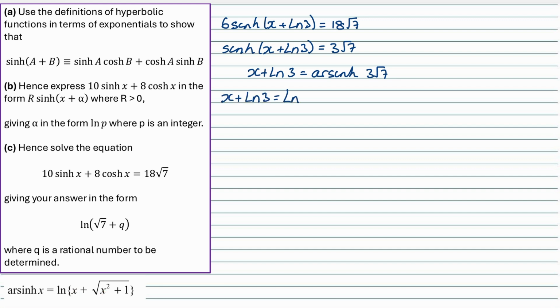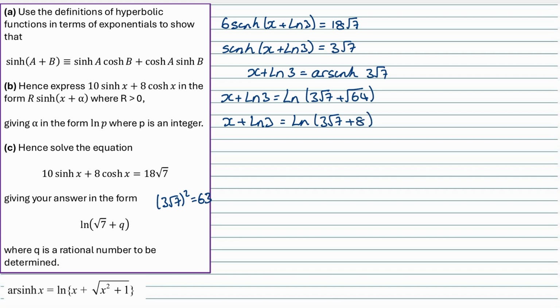So we'll get the natural log of 3 root 7 plus the square root of 3 root 7 squared plus 1. And when you square 3 root 7, we get 3 squared is 9 times 7, we get 63. And when you add the 1 to the 63, we'll get the square root of 64. So we can tidy this up. We'll have a natural log of 3 root 7 plus 8.